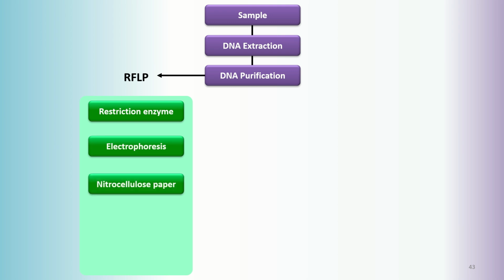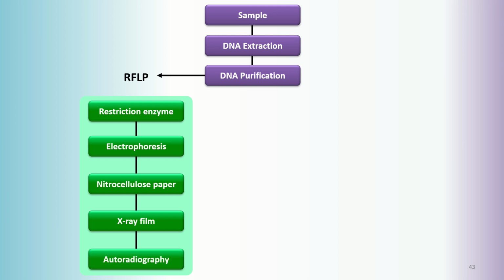Then the fragments are transferred to nitrocellulose paper to perform Southern blotting. Probe hybridization is done using a radiolabeled probe, then it is exposed to X-ray film to get the result. Another way is by using PCR. Everybody knows PCR now.